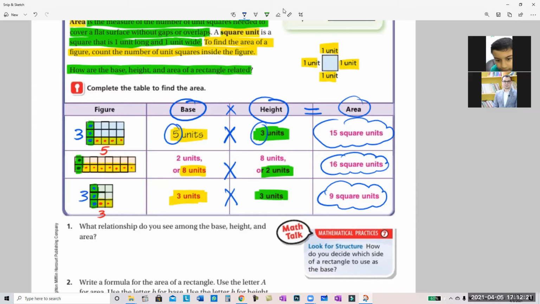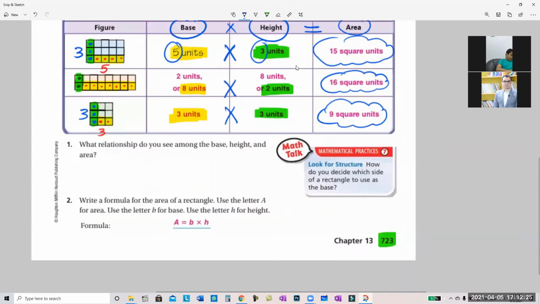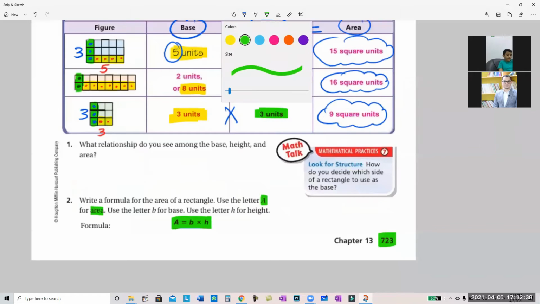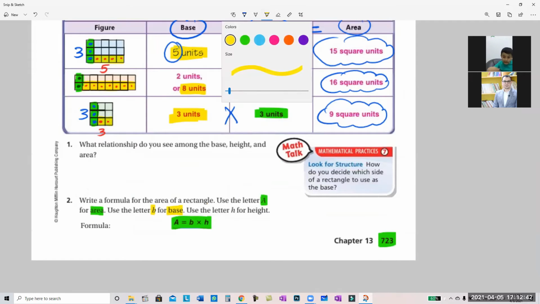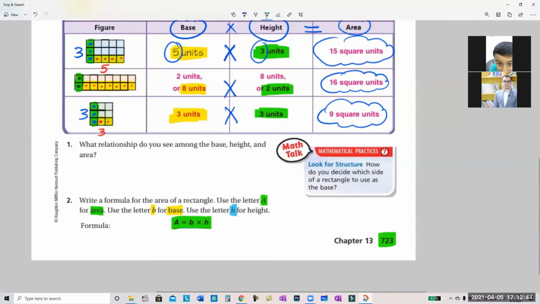From this table, we can say that the formula of area is A equals base times height, and we are using here the letter A for area, B for base, and H for height. That's our formula. Write this, guys, and then we're going to move to the next page. Hurry up.